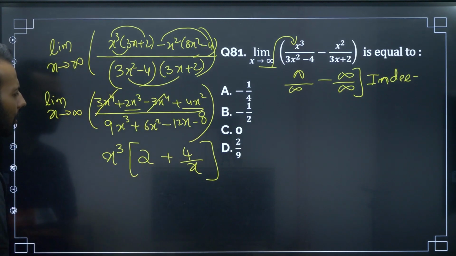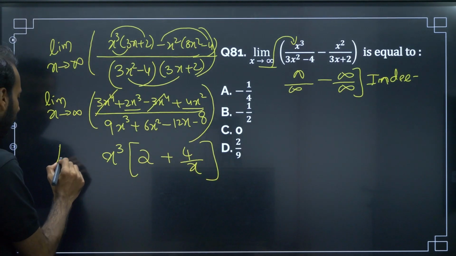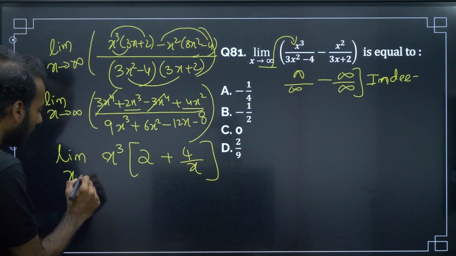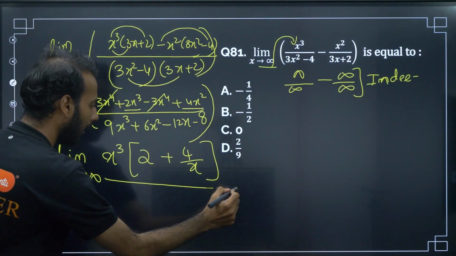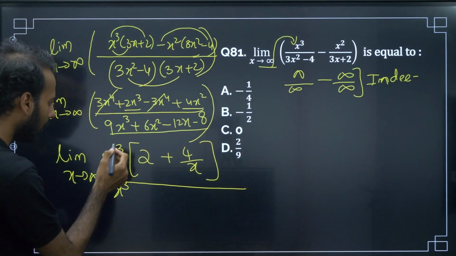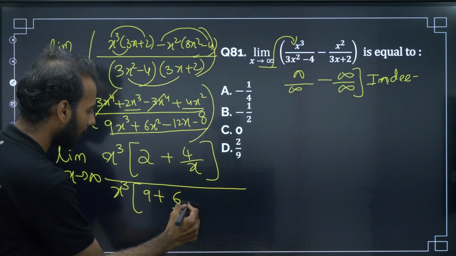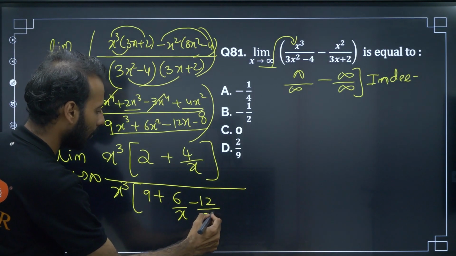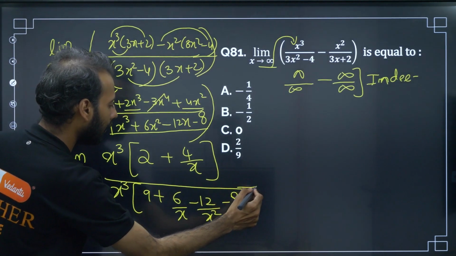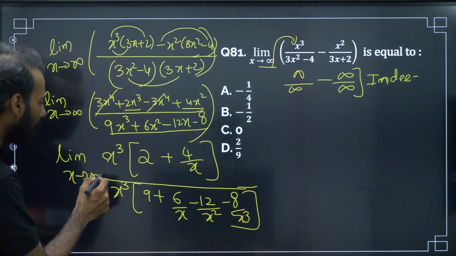Some students won't understand. If you have not understood, just multiply this out; that is the process of taking common. Limit x tends to infinity, divided by the denominator, also taking x cube common. With x cube common, we are left with 9 plus 6 by x minus 12 by x square minus 8 by x cube. Now go for placing infinity here.